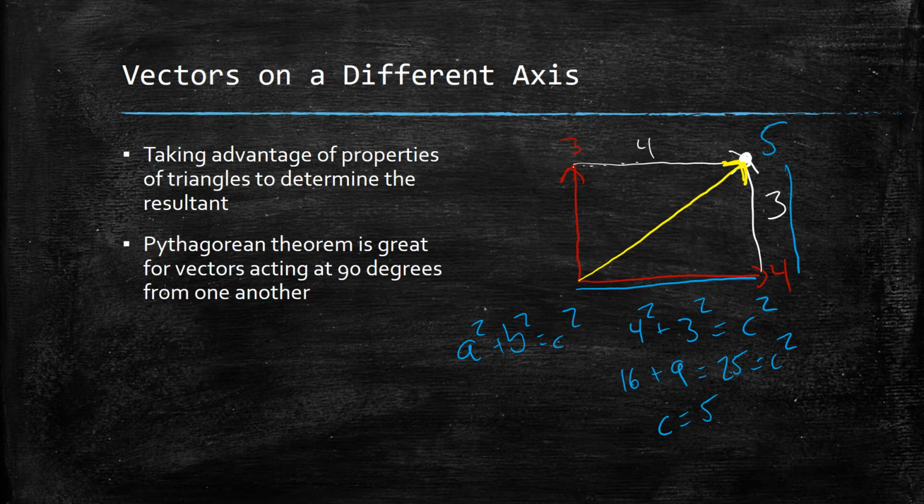So if we have 3 up, 4 to the right, the resultant of that is this 5 vector going up and to the right in that direction right there. When we get into some further details, it should hopefully be even more clear as to what that means.